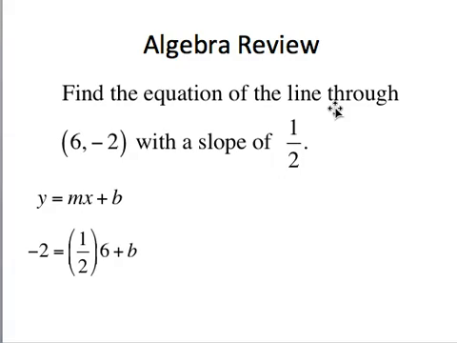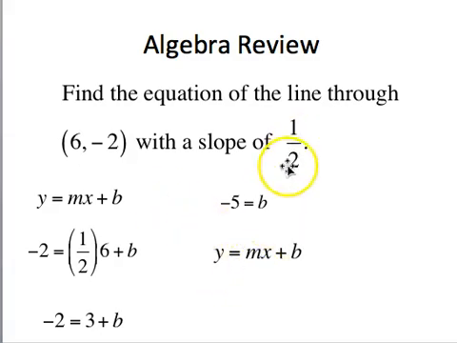A half of 6 is 3, so we get -2 = 3 + b. Subtracting 3 from both sides, we have -5 = b. Again, we're going to use y = mx + b to write the equation of the line, substituting in the 1/2 for m and the -5 for b. So this will be y = 1/2 x + (-5), or y = 1/2 x - 5. This is a strategy we're going to use to find the equations of tangent lines.